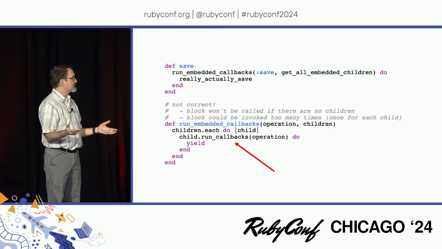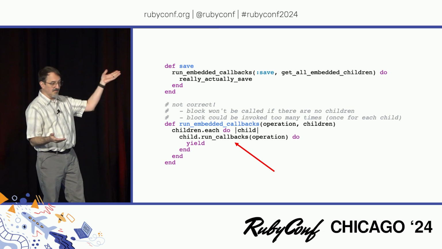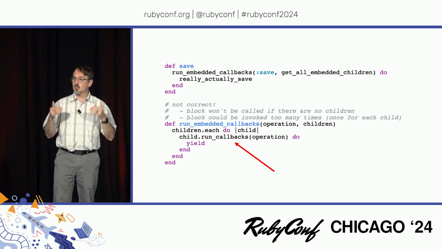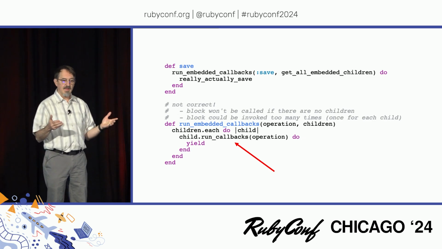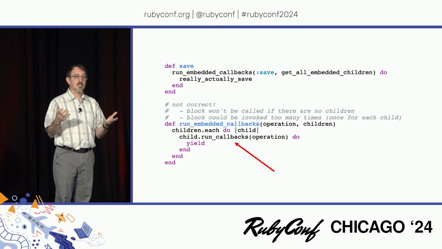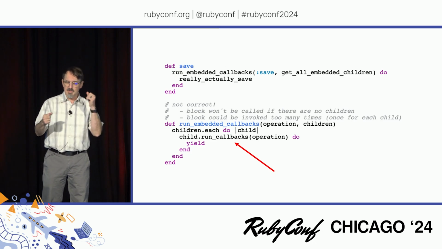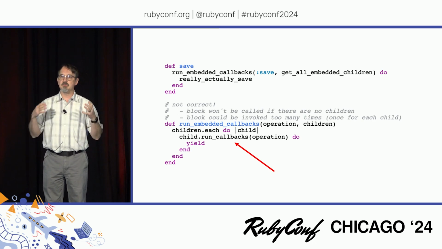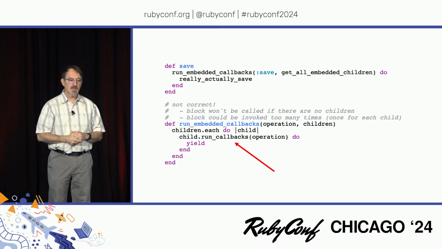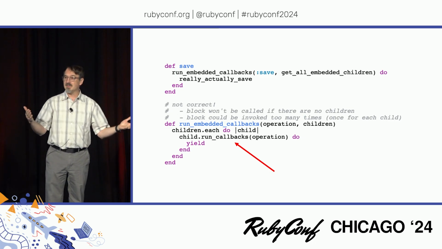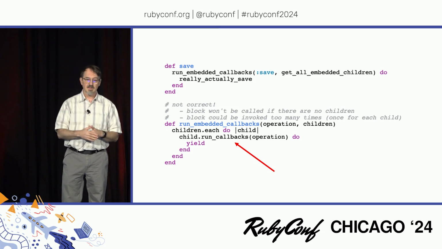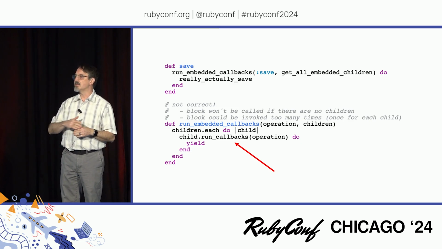So this is RubyDB's first attempt, right? We're gonna deal with just save for now, but given a save operation, he's going to call this run embedded callbacks method. And it's gonna take a block that's going to encapsulate the core functionality of the save. In this case, that really actually save method is going to save the top level record in this hierarchy of embedded documents. So run embedded callbacks itself, his first naive attempt, just iterates over all of the children in the list, calls run callbacks on each of them, and yields to the block.